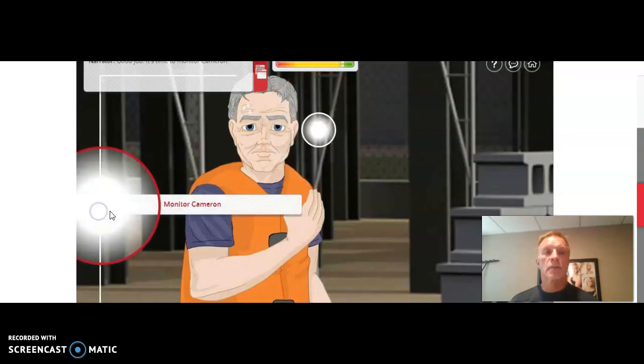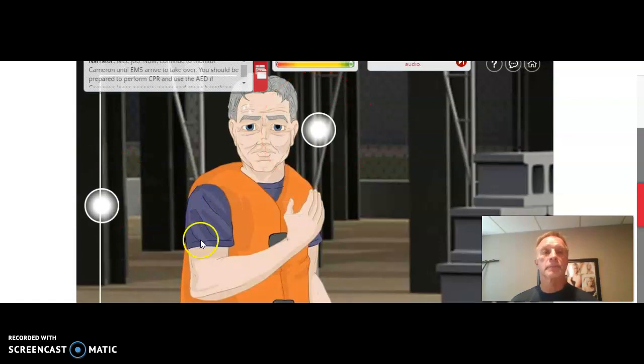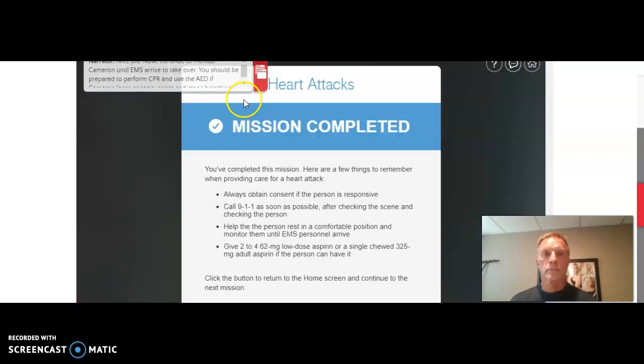And over here, it's going to talk about monitor. Nice job. Now continue to monitor Cameron until EMS arrive to take over. You should be prepared to perform CPR and use the AED if Cameron loses consciousness and stops breathing. Okay, we're going to pause there.